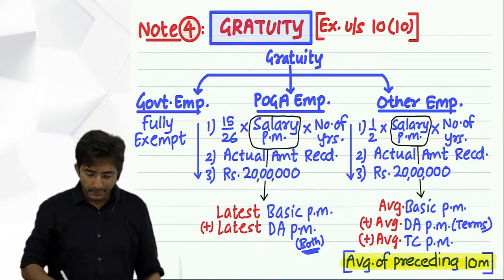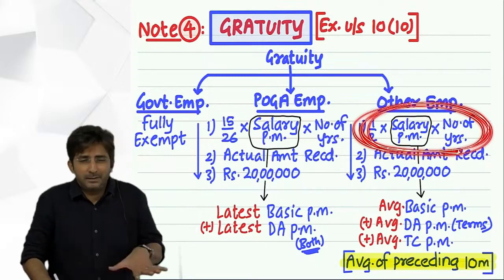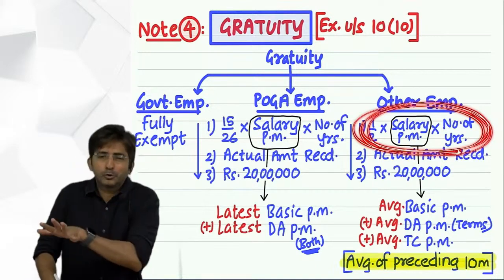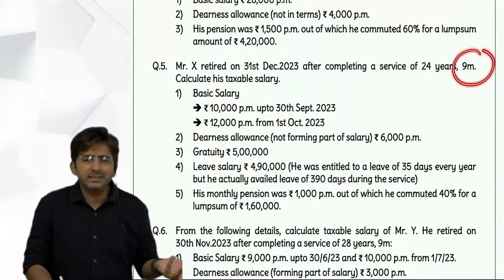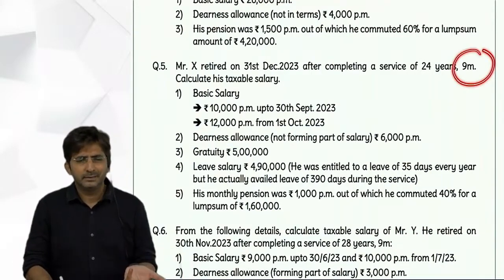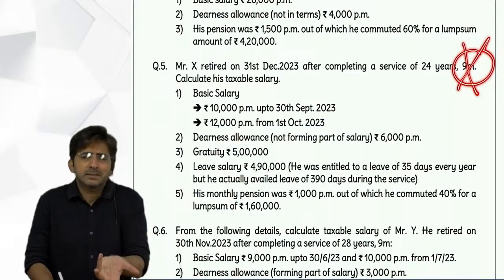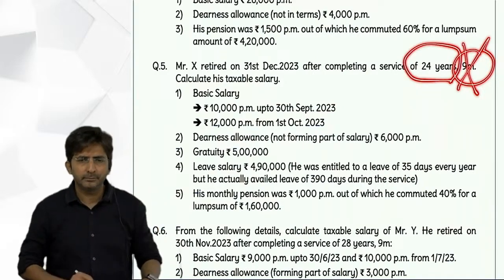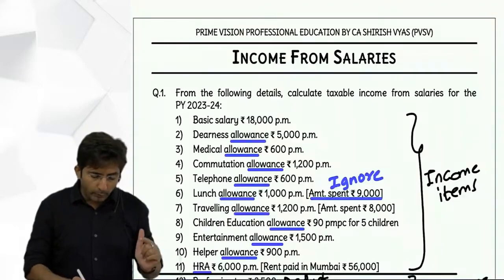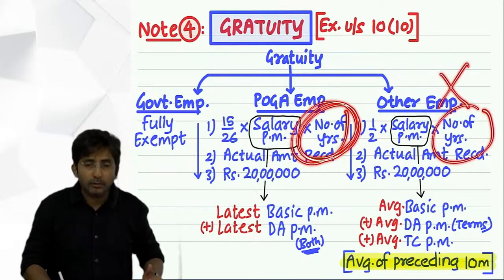Okay. But here you have to be unbiased. Unbiased means not partial. Don't favor the employee so much. Be fair. Be fair means what? This 9 months is not completed. It is an incomplete year, so ignore it. Even if it is just 10 months, it's an incomplete year, ignore it. We will just take 24 only. So in short, one more difference you noticed. Here you have to round off the fraction. Here we don't round off the fraction.